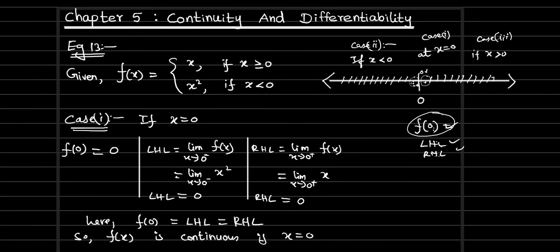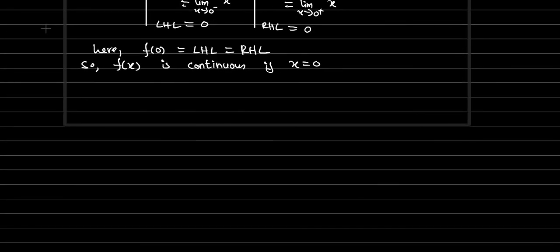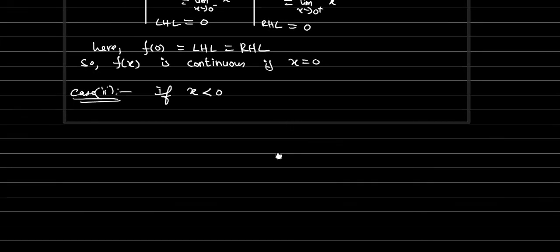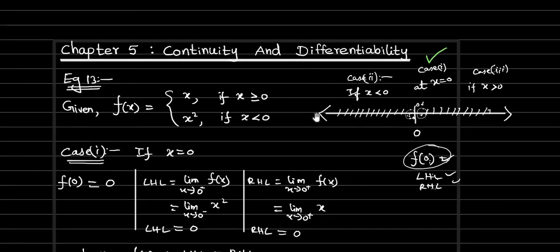So in this portion, we tested the continuity. At x equal to 0, the function is continuous. Next, we are going to check how the function is if x is less than 0. So that is case 2. Now in case 2, what is the condition we are going to take? If x is less than 0.